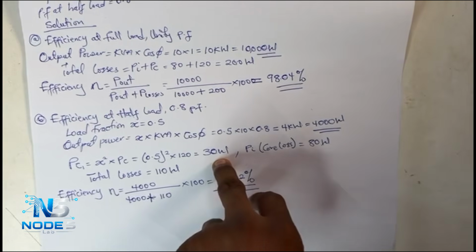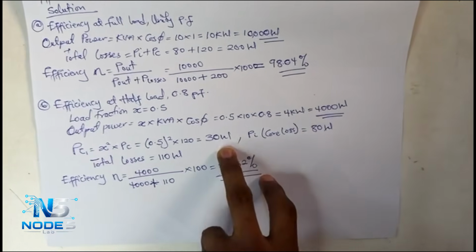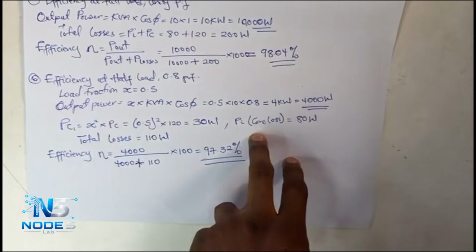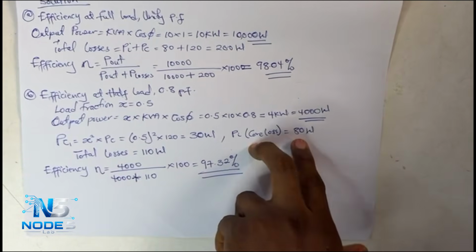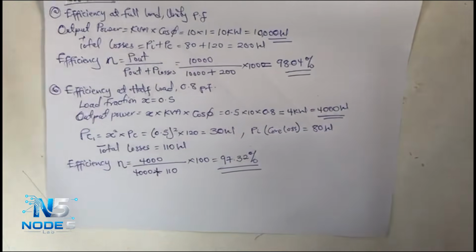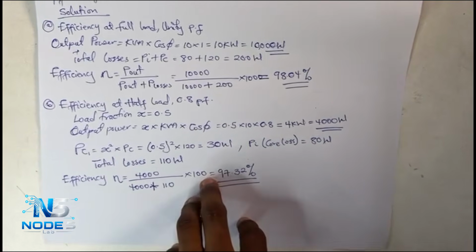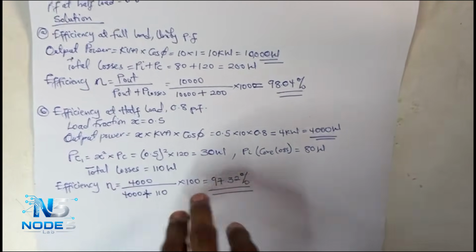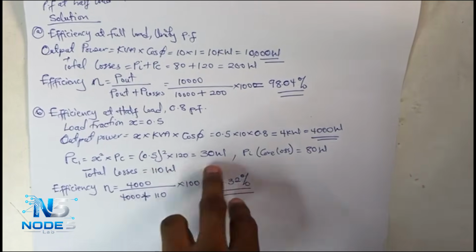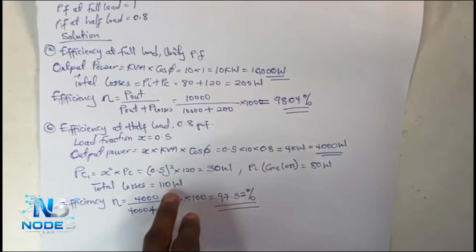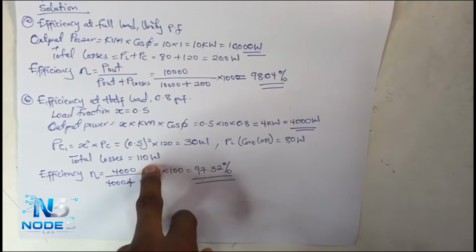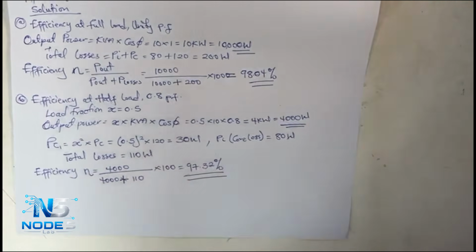Okay, and the copper loss is equal to 30 watts at the half load. But the iron losses always remain the same. That is the core loss, which is the 80 watts. So let's try to add the half load copper loss and the iron loss, which will give us the 110. That's 30 plus 80. That will give you the 110. So the total loss for the half load is 110. Okay, so let's see for the efficiency.